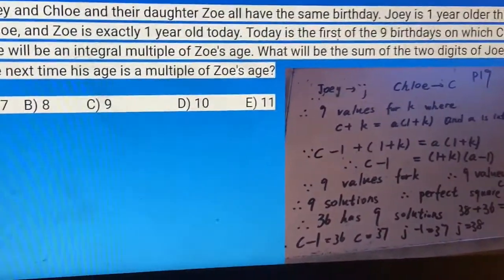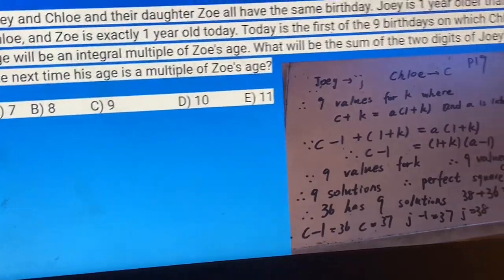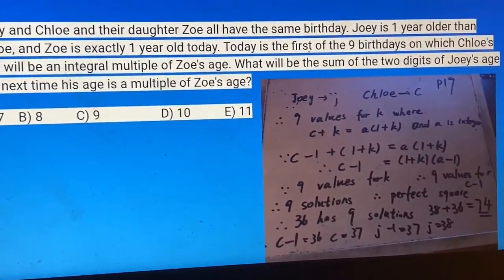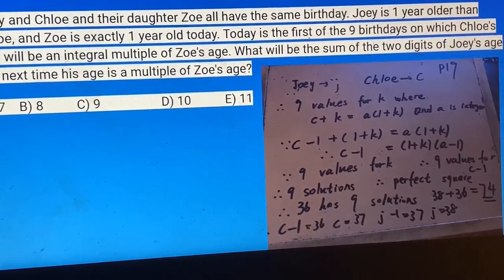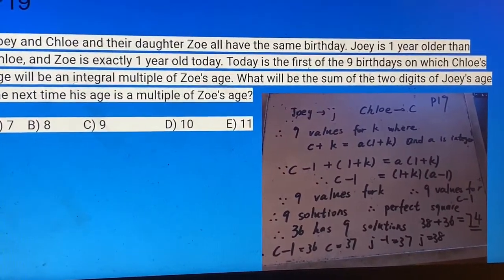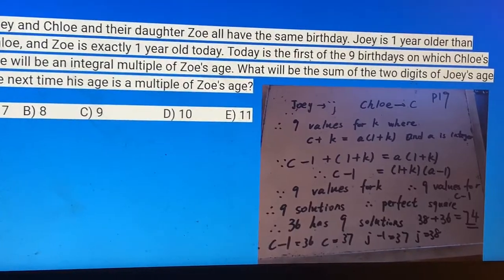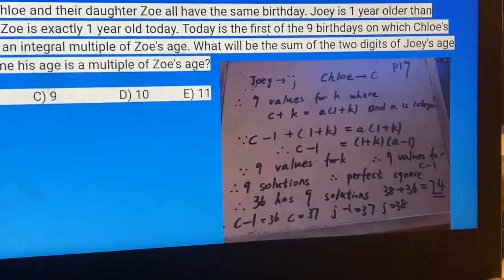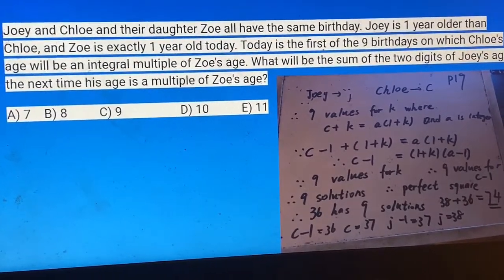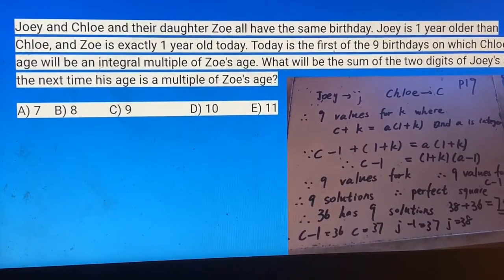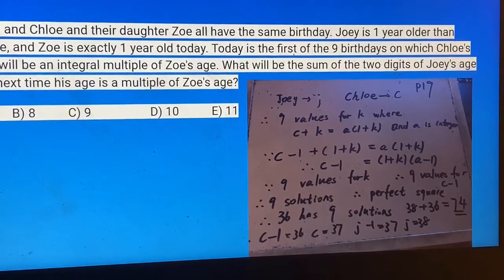Next problem. Joe and Chloe and their daughter Zoe have the same birthday. Joe is 1 year older than Chloe, and Zoe is exactly 1 year old today. Today is the first of the 9 birthdays on which Chloe's age will be an integral multiple of Zoe's age. What will be the sum of the 2 digits of Joe's age the next time his age is a multiple of Zoe's age?